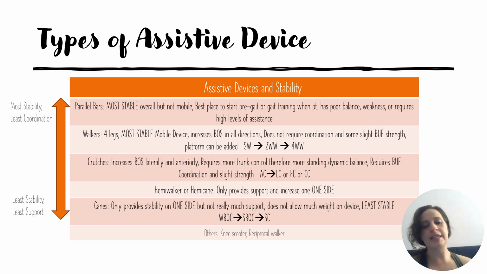Okay. And then I did put in order again that the wide base quad cane is going to be slightly more stable than the small base quad cane, and then that is going to be more stable than your standard or single point cane. Okay. And then just keep in mind that there are other devices out there, but these are the main ones that we use. Knee scooter, reciprocal walker, and other things, but you can see if you could put them in one of the general categories. Although typically you're probably not going to get asked too much about stability of these devices, but you don't know, maybe not.